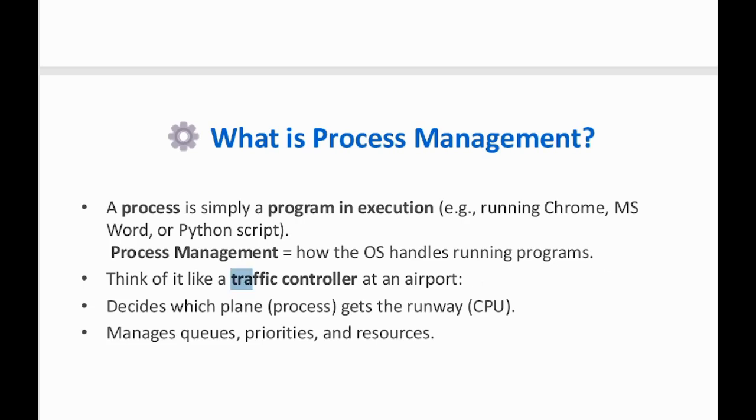Think of it like a traffic controller at an airport, deciding which plane goes. The plane is a process. You are deciding which plane will go, one by one. Every plane is decided, it will run and then get the runway. This work is done by the CPU. It will process and manage queues, priorities, and resources. This is all done by process management.